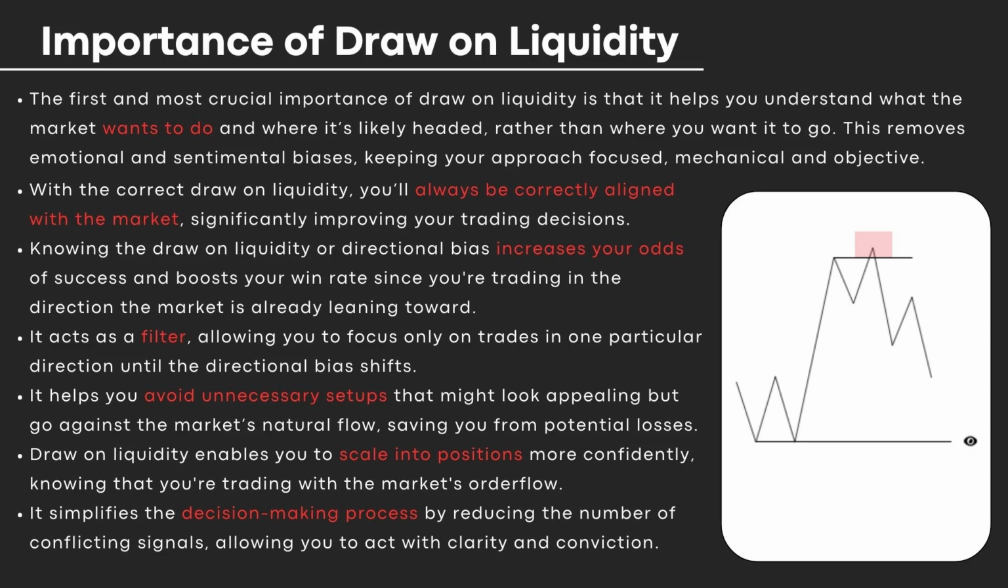Now, I myself don't take any partials or scale into positions because I'm an intraday trader and I get in and get out within a day as soon as possible. But if you are a swing trader or a trader who scales into positions, right, then drawn liquidity significantly helps you with that too. If you have your directional bias correct, then you can put your stop loss at protected highs and lows and scale into position whenever you want. And that way, as price goes towards your drawn liquidity, you'd earn a lot more profits, right?